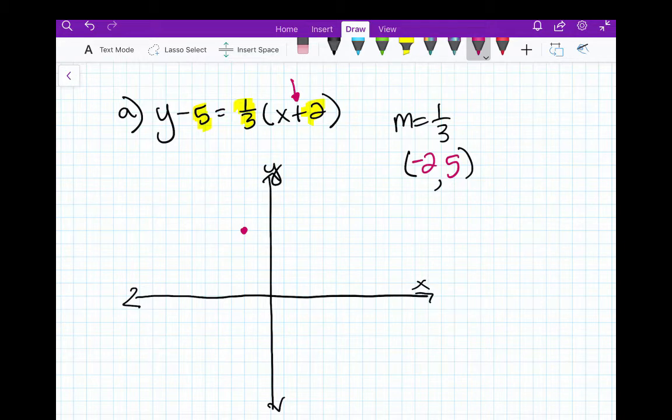So I have a point. Now I can use my slope to graph the line. I'm going to go up 1 and right 3. I can also go down 1 and to the left 3. The more points you have, the better your line looks. And then you can just draw your line. So you can graph a line from point slope form. You need to know how to find the point and the slope from the equation.